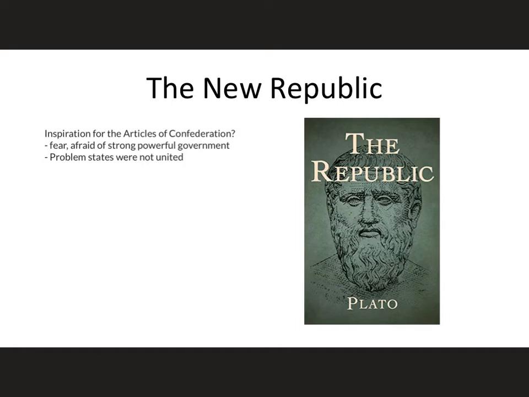And then they decided that they wanted a republic, which was inspired by a man named Plato, who was a philosopher. He wrote a book called The Republic, which you can see here to the right. A republic is a government where citizens rule through elected officials.